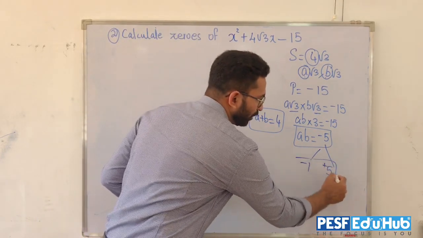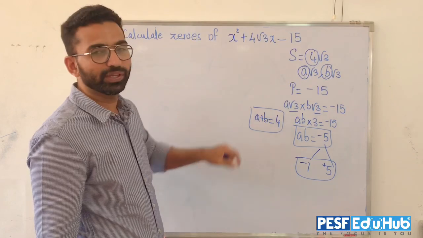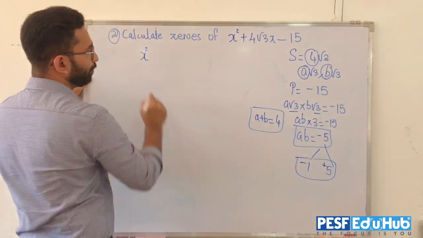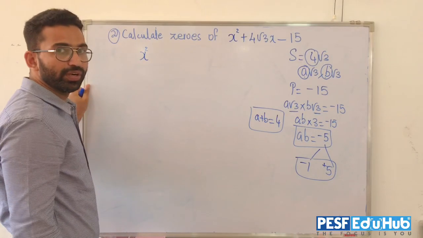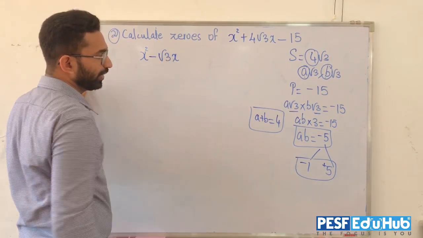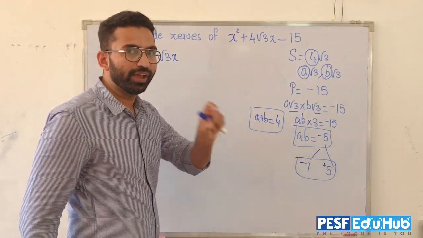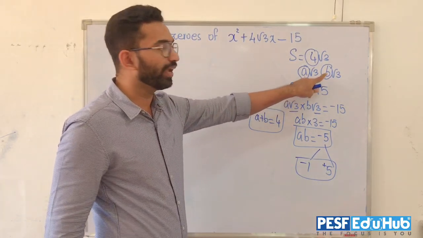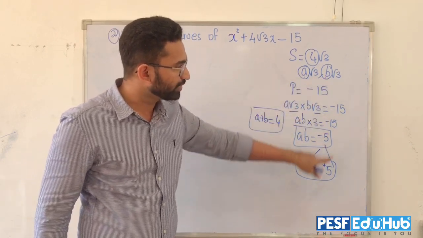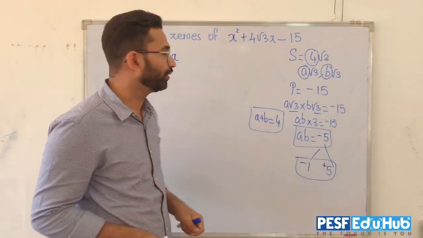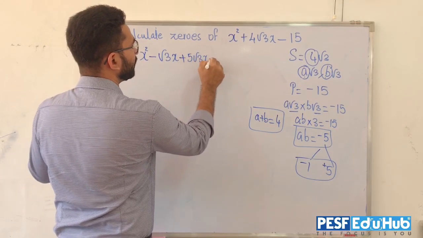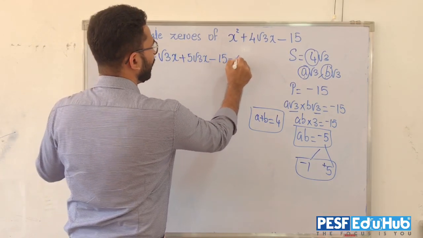So based on these two numbers, we are going to split the middle term of the given question. So how should I write? x square only. I have minus 1. Minus 1 is the coefficient, means minus 1 root 3x. Along with this coefficient, you have to write the radical. See, a root 3 and b root 3 are your numbers, and a is equal to minus 1, b is equal to positive 5. That is the meaning. So plus 5 root 3 x minus 15 equal to 0.